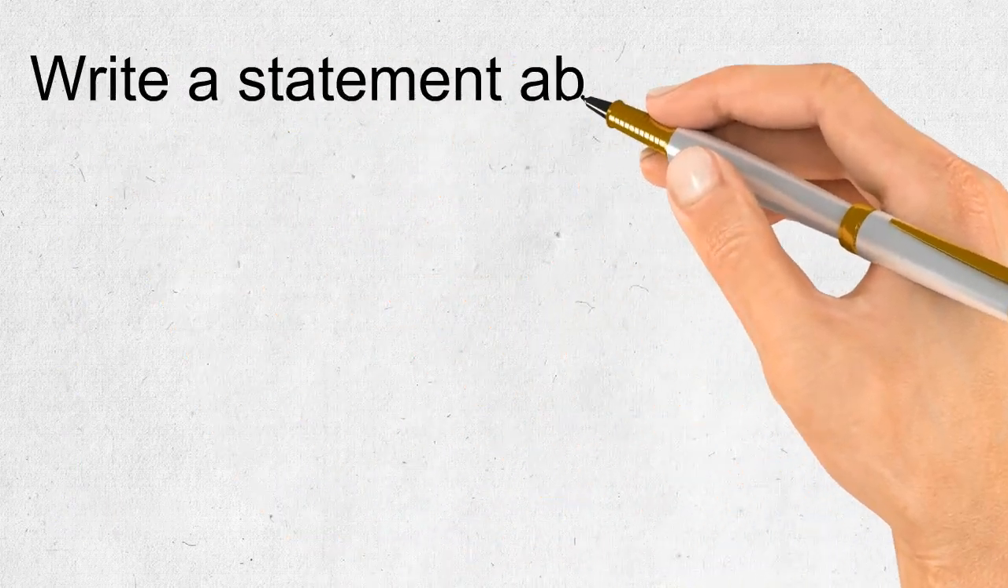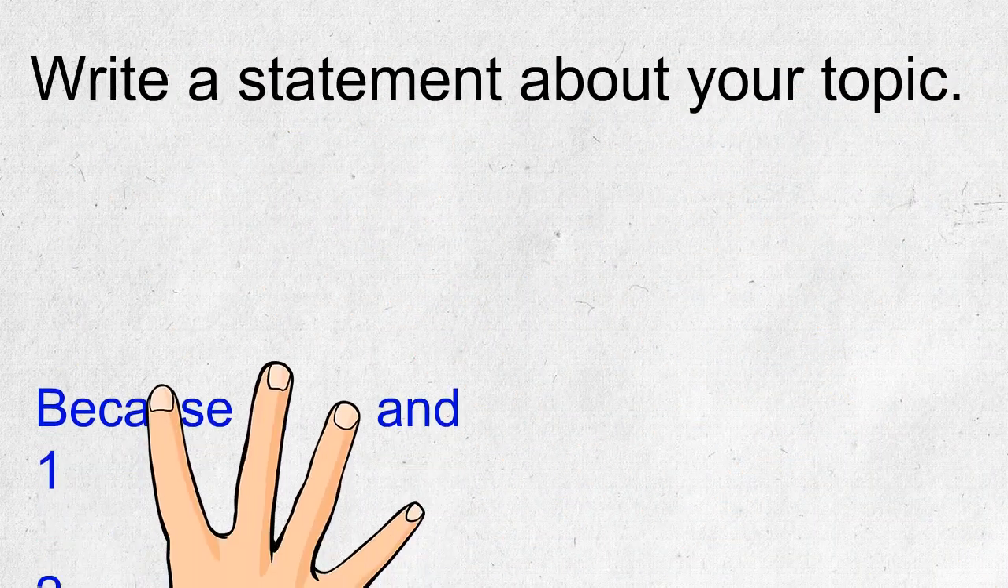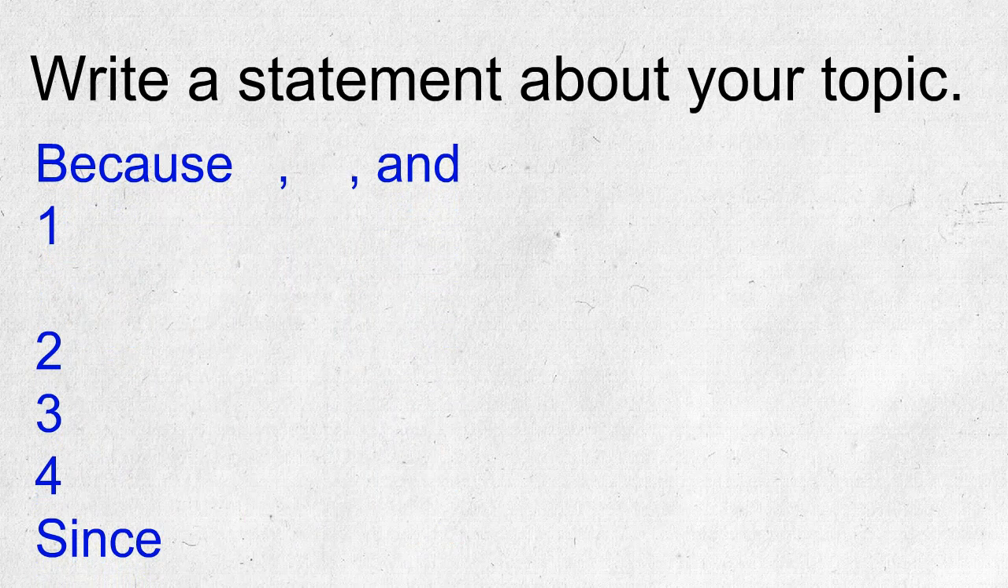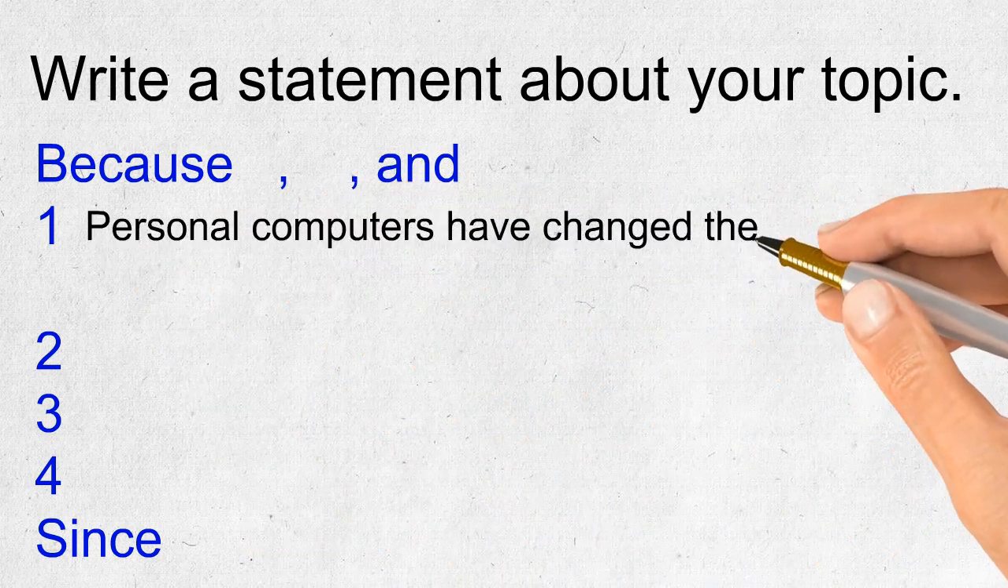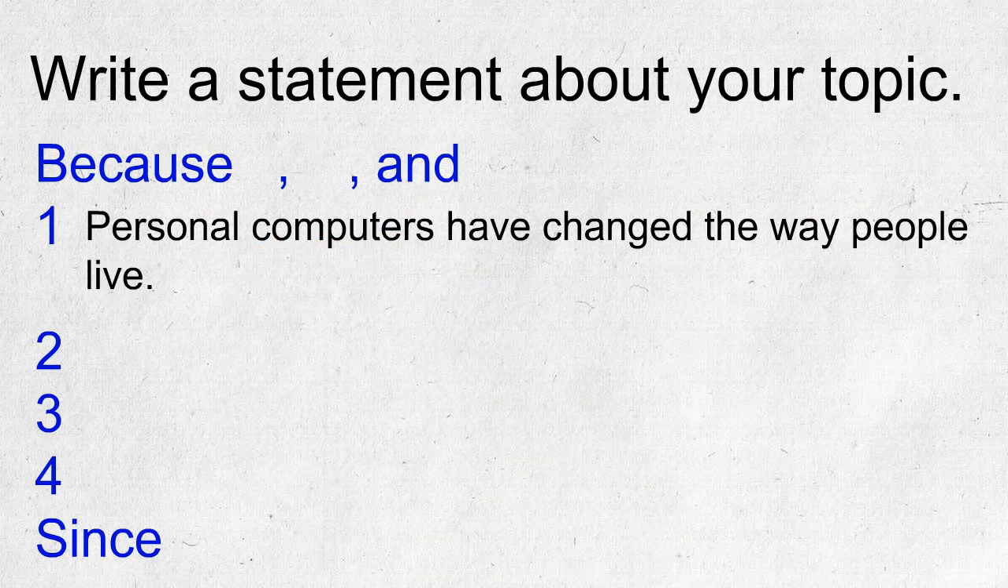Now the first thing we're going to do to fill out our outline is write a statement about your topic. Now we want to choose a topic that we can actually write about. Number one, it's a truth statement about something. In our case, we're writing about personal computers, and my statement is, personal computers have changed the way people live. That's true, and I can write about it. So that's why I chose it. Choose a statement that you know or you think you can find information about. Even if you don't believe in it, it's better to have something you can write more about.